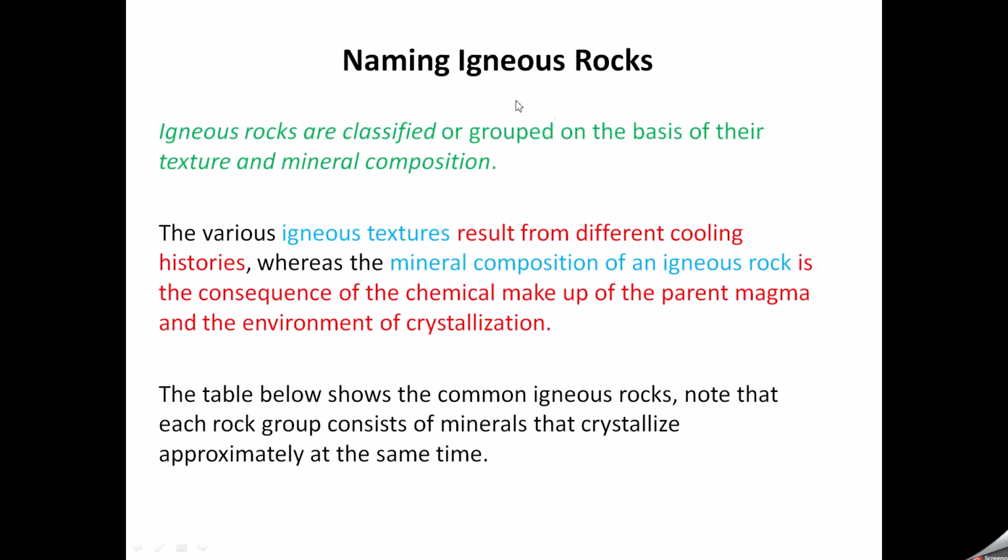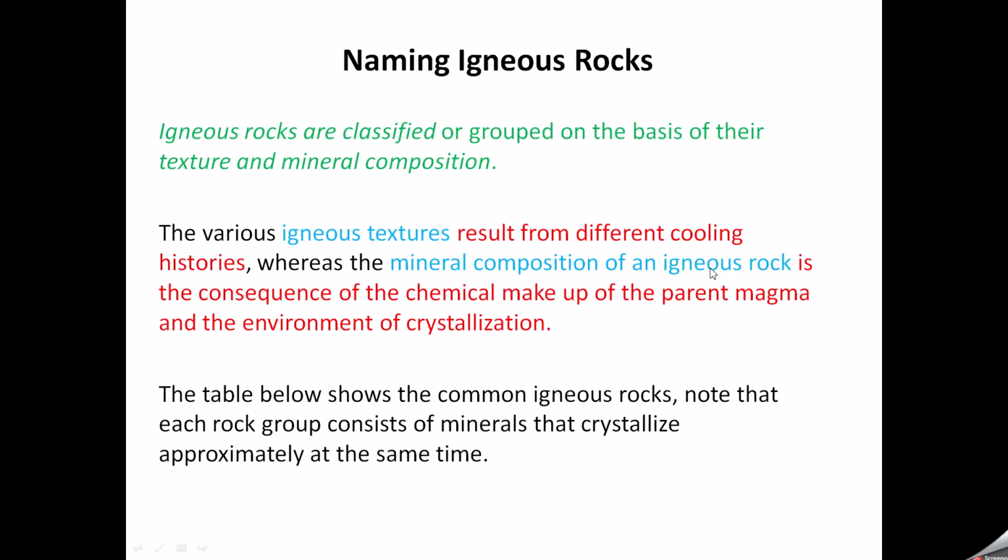We explained this. Naming igneous rocks. Now classification, naming. Igneous rocks are classified or grouped on the basis of their texture and mineral composition. The various igneous textures result from different cooling histories. So texture, which is mainly the size of the crystals, they are fine, intermediate, coarse. This is mostly temperature controlled. Are they volcanic with small crystals or plutonic with large crystals?